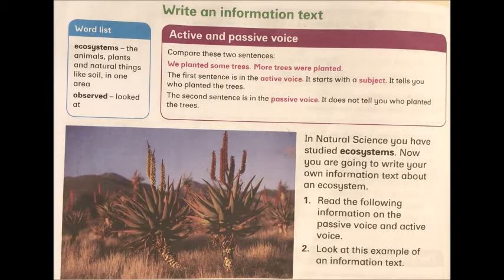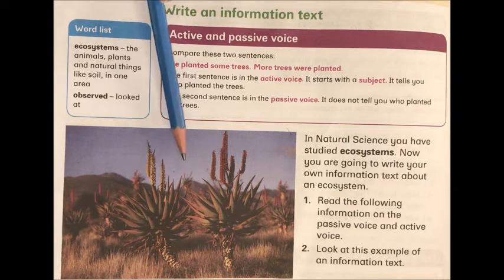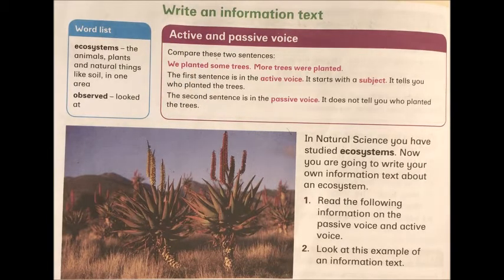It says at number 1, you must look at the information on active and passive voice, but I've just said you don't have to. And then number 2, look at this example of an information text. So if you look at the picture, this picture is about an ecosystem in Grahamstown. Now for your mind map on day 4, you needed to read all about this ecosystem in Grahamstown. And now you are actually going to write about your own one.